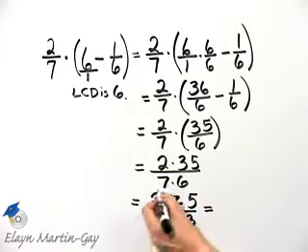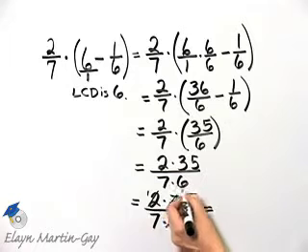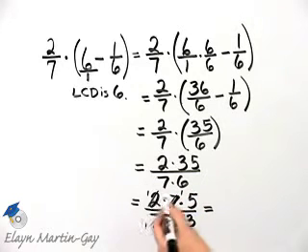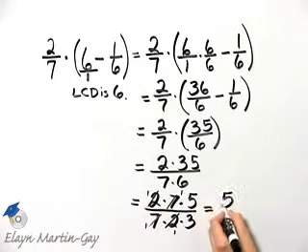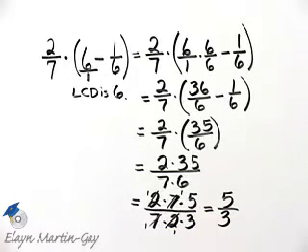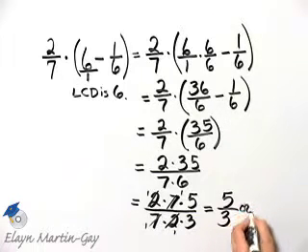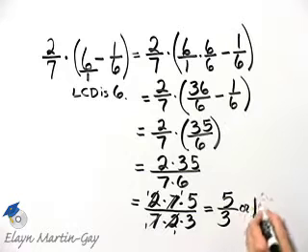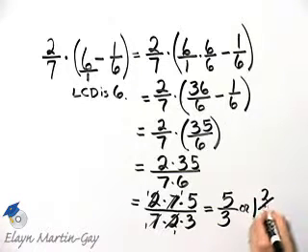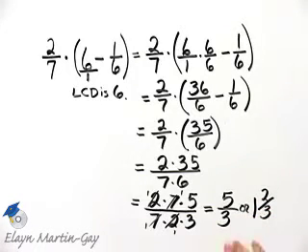Common factor of 2, common factor of 7. I have 1 times 1 times 5 over 1 times 1 times 3. So I have 5/3. Now that's an improper fraction. You can leave it as 5/3 or you can write it as 1 2/3. There is my expression evaluated.